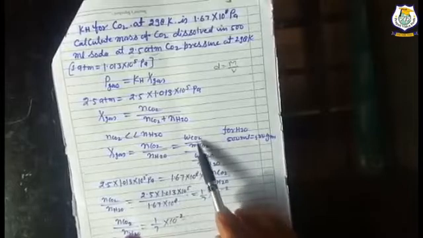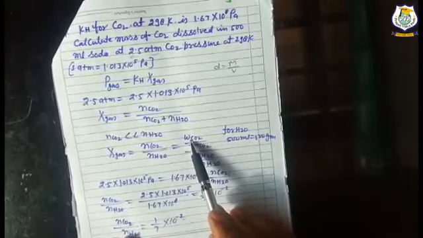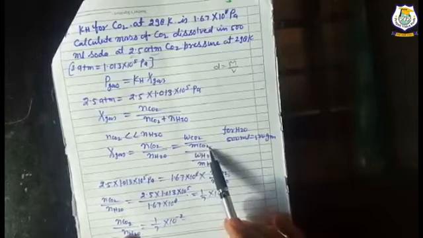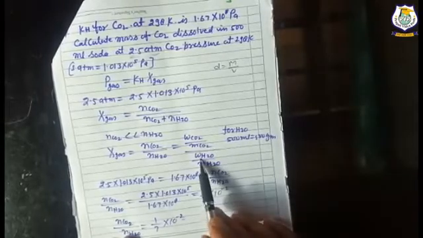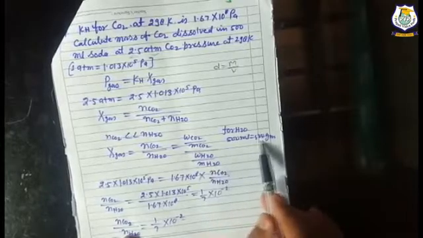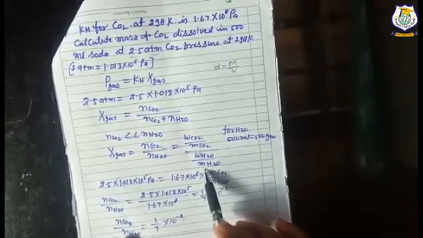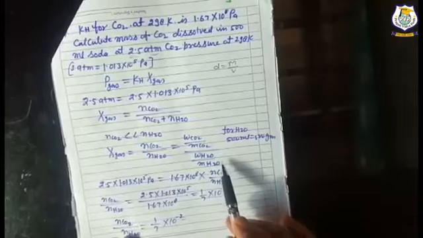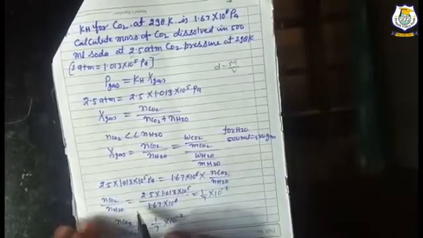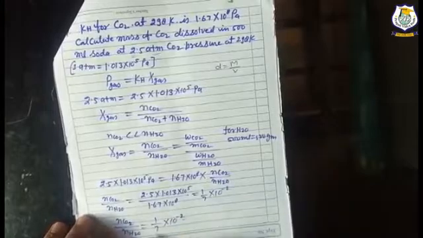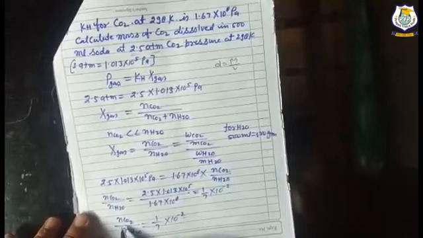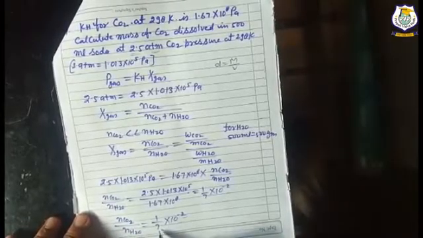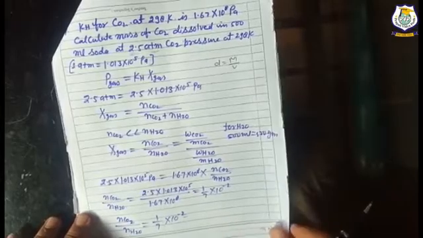nCO2 is found by dividing the mass of CO2 by the molar mass of CO2. The molar mass of CO2 is 44, the mass of H2O is 500 gram and the molar mass of H2O is 18. Putting these values in this formula, we find the mole fraction. The value of nCO2 upon nH2O equals 1 upon 7 into 10 to the power minus 2.